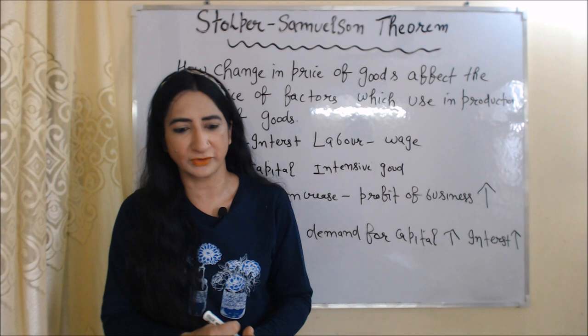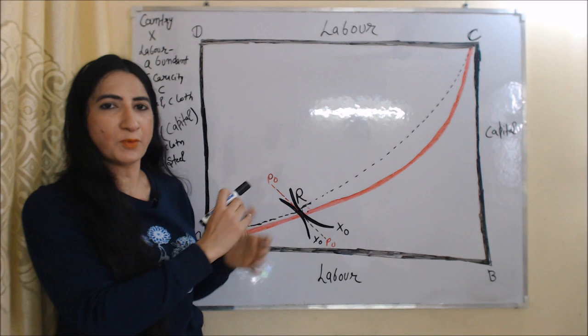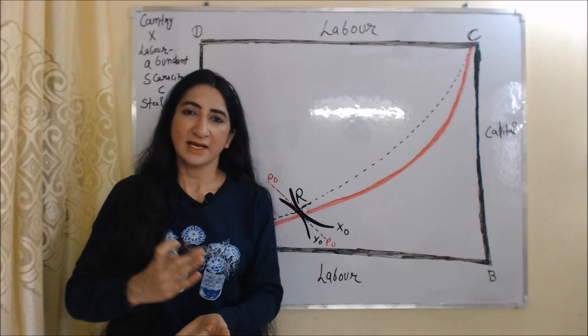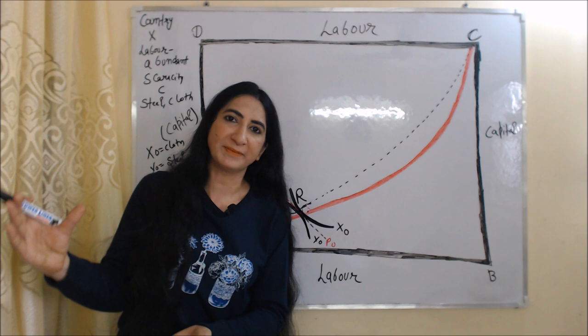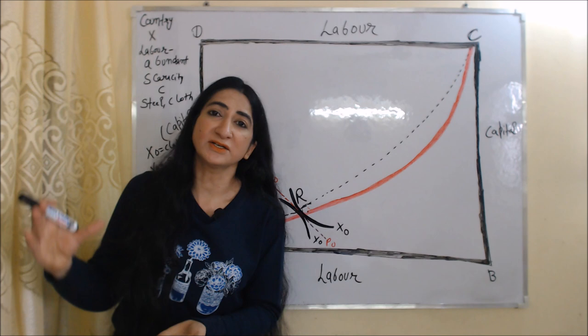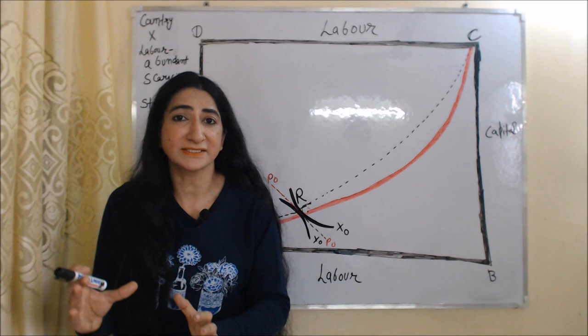Now we will understand this theorem with the help of this Edgeworth box diagram. Here we are taking example of country X. Country X has abundant of labor but scarcity of capital. That's why country X can produce labor intensive goods at lower cost but capital intensive goods at higher cost.